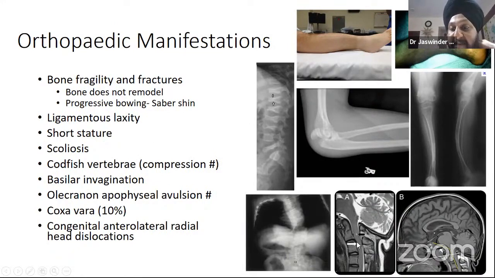In the skull, there might be features of basilar invagination, and when that occurs, the child will present with upper motor neuron signs, myelopathy. In some patients, there might be a characteristic olecranon epiphyseal fracture. This might be one of the early presentations. The child also might have coxa vara. That doesn't occur very commonly, but it can occur in 10% of patients. And again, uncommonly, there can be radial head dislocations also.